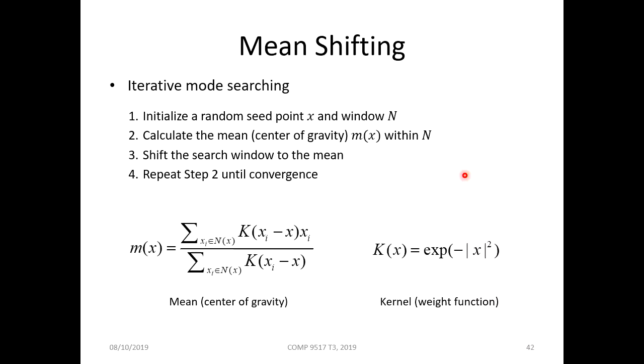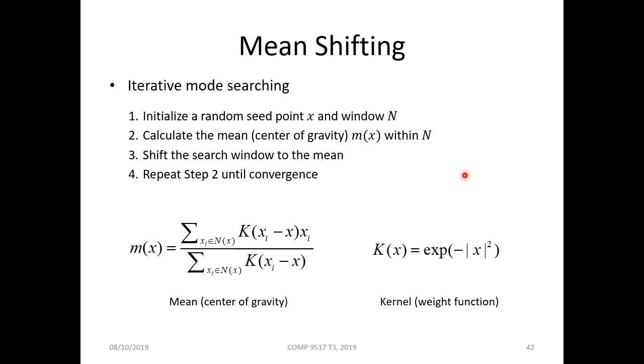So the way it works is like this. Initialize a random seed point, x, and you need to define a window, n. That can be anything. Let's say it's most sensible to use a sphere or something if you have a 3-dimensional space. And then what you do is you calculate the mean, or center of gravity, mx within n. So you define a seed point, you have a region around it, you compute the mean of all the points: mean position, mean intensity, mean color, whatever mean. So you need to define the measure.